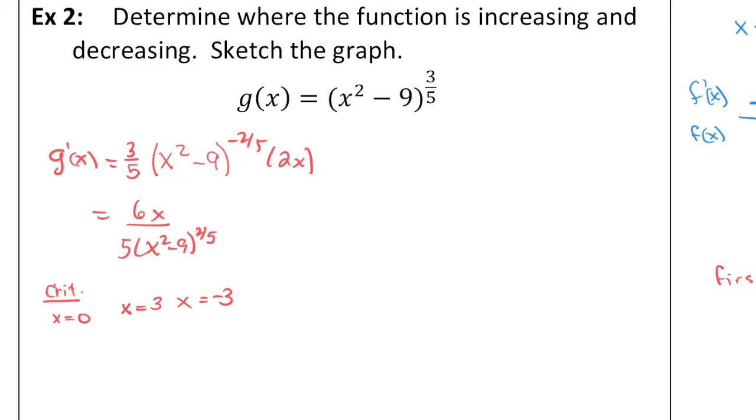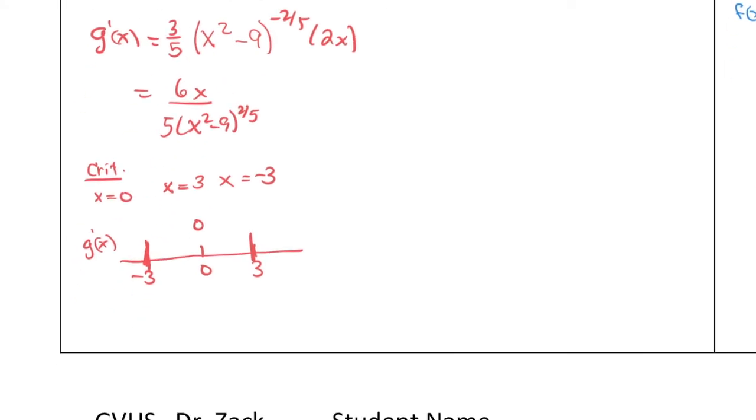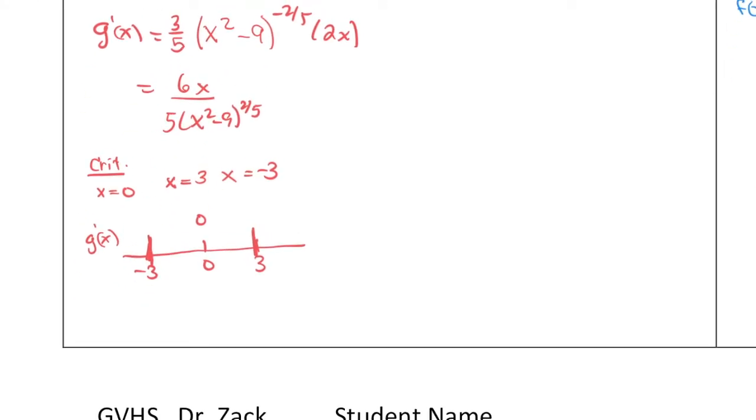Now that we have the critical numbers, we should make a sign chart. And a sign chart is going to help us analyze where g of x is increasing or decreasing. So we have our critical numbers 0, negative 3, and 3. We know that the derivative is 0 at 0, but we also know that the derivative does not exist at negative 3 and at 3. So we do not have horizontal tangent lines there. We have vertical tangent lines or cusps there.